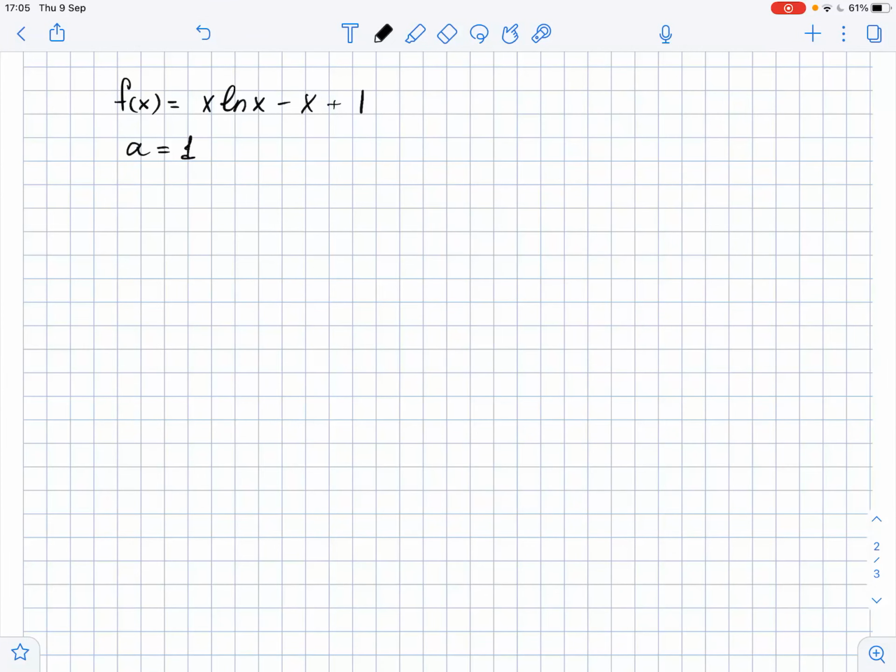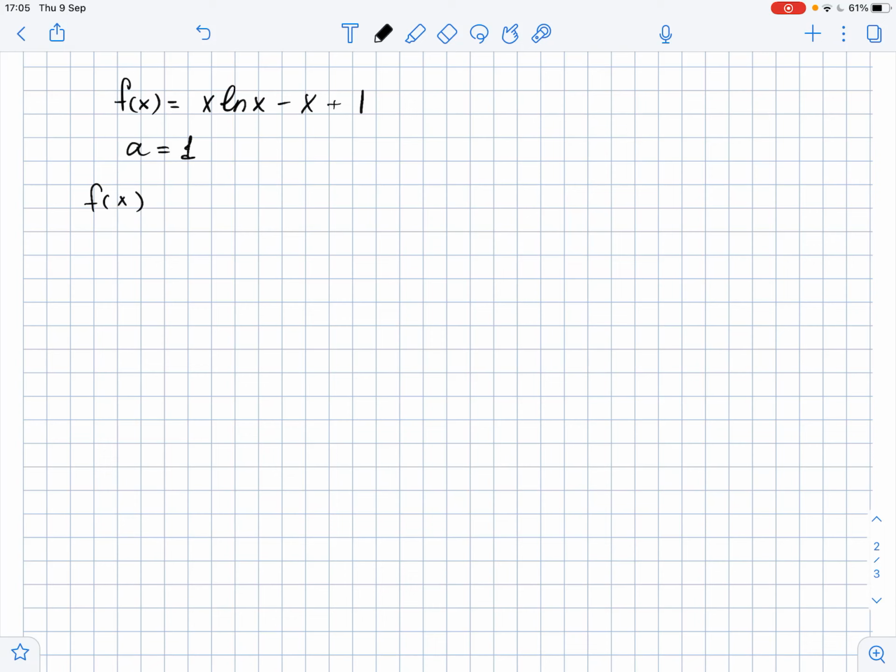So we need to find the first 4 non-zero terms of the given Taylor series for the given function centered at a, and we also need to write the power series using summation notation. Well, let's review the Taylor series expansion of function f of x centered at x equals a.